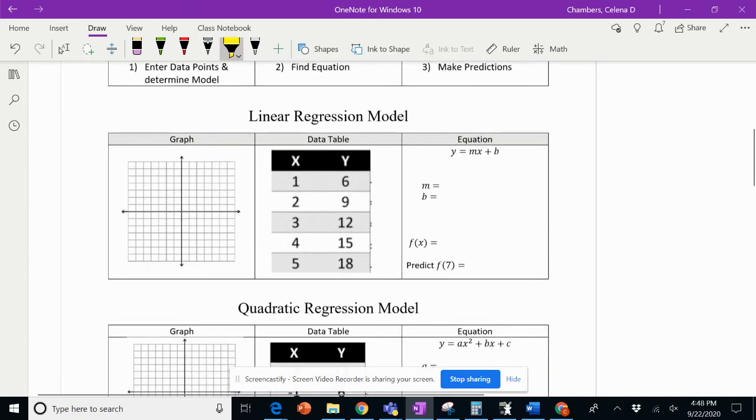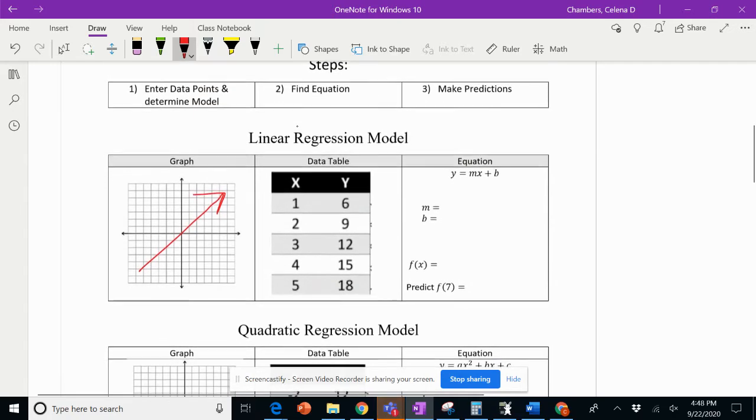So let's do our first example, a linear regression. And we know that the graph for a linear regression will look like our linear parent function. So it'll look like a straight line. All right, so first we are going to use Desmos to enter our data points.